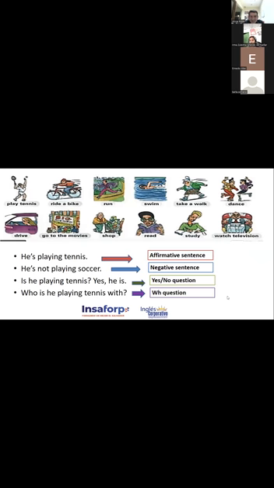Yes, run. Run. He's running. He's not running. Is he running? Who is he running with? Who is he running with? Very good, Karen. Thank you. Remember that when you make a question, give an answer. And also the intonation. Remember the intonation? Is he playing tennis? Who is he playing tennis with? The intonation rises at the beginning and falls at the end.